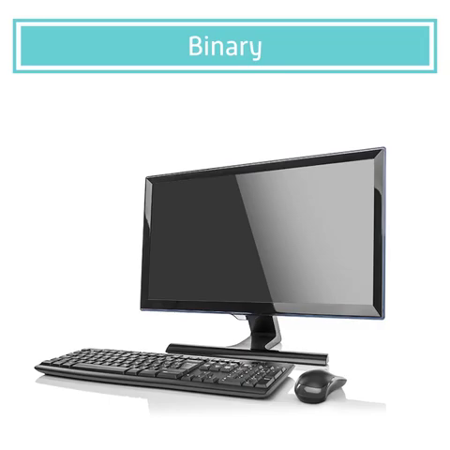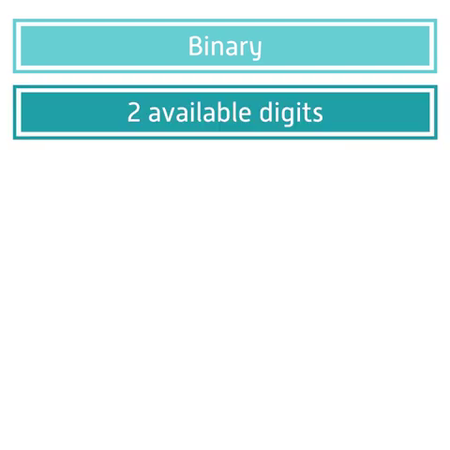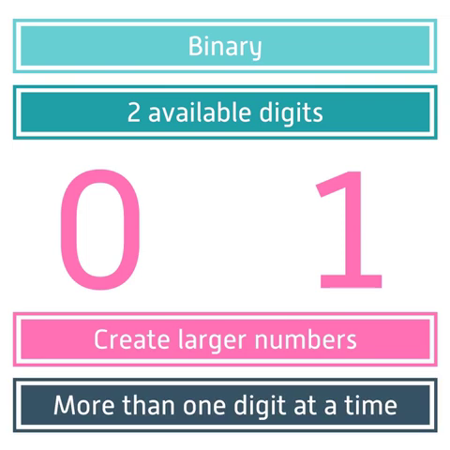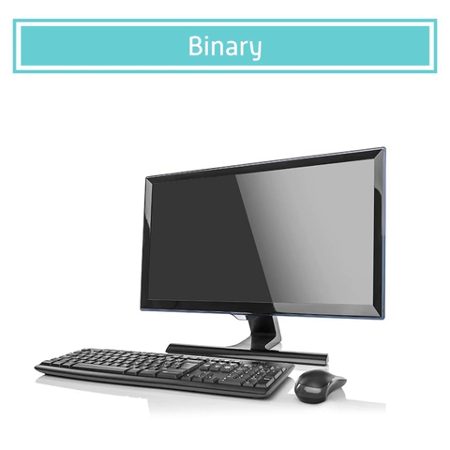In a similar way, binary numbers are suited to the nature of a computer. In binary, there are only two available digits, 0 and 1. As with denary, we can create larger numbers by using more than one digit at a time. There are several ways in which computers are ideally suited to work with this numbering system.